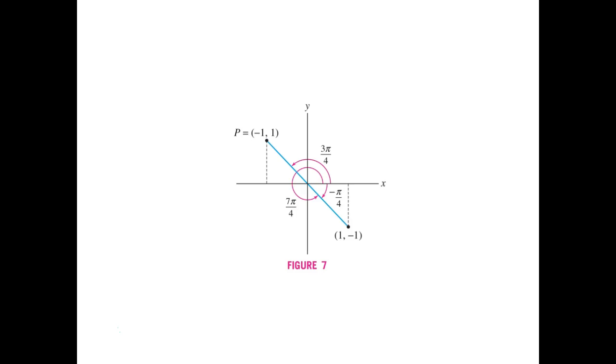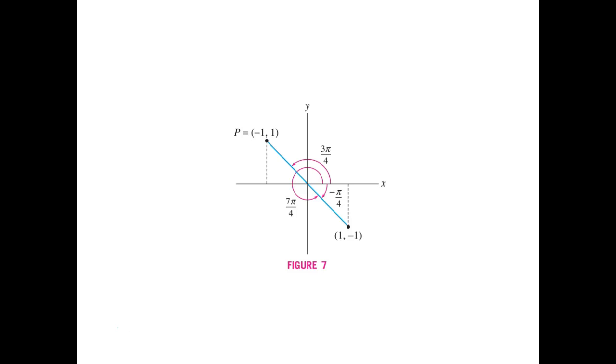What's our formula? R is equal to... no, that's x is equal to r cosine theta. R is the square root of x squared plus y squared, and that would be minus 1 squared plus 1 squared. Minus 1 squared is 1, 1 squared is 1, so 2. So that would be the square root of 2. So it would be square root of 2, 3/4 pi.